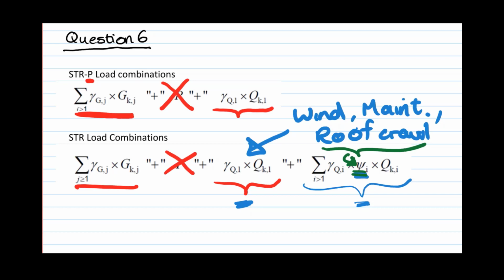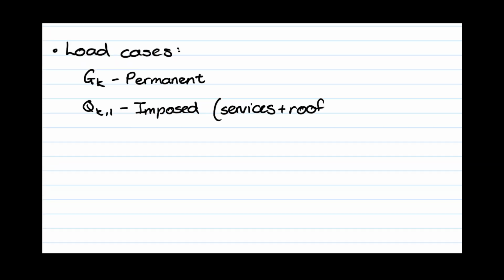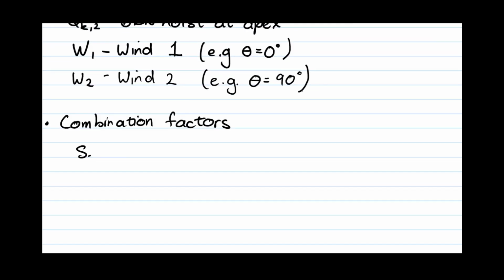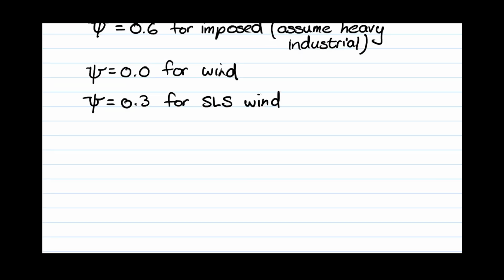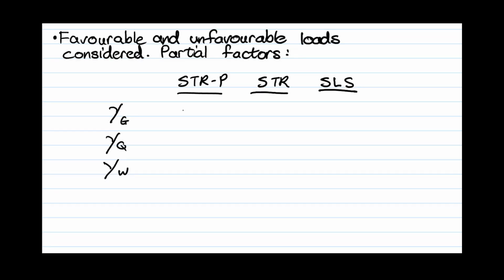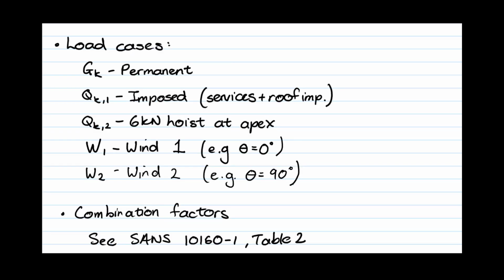I'm going to write out the different factors we're going to be using, and then we will discuss them. So here we have the different load cases. First, you've got GK permanent, and just remember, I'm referring to GK as the total permanent load now. Then we've got QK1 imposed, and then QK2, which is our 6 kilonewton point load at the apex, from a hoist. So there's some sort of crawl beam or hoist that they fix to the top of the middle of the structure and then hoist stuff up and down.